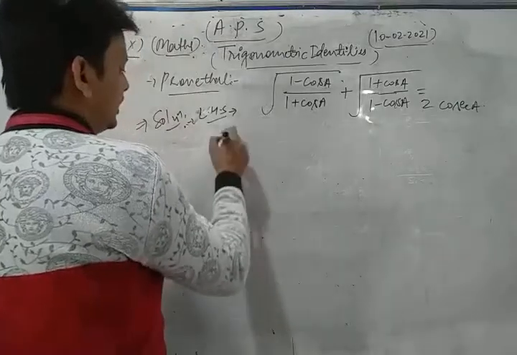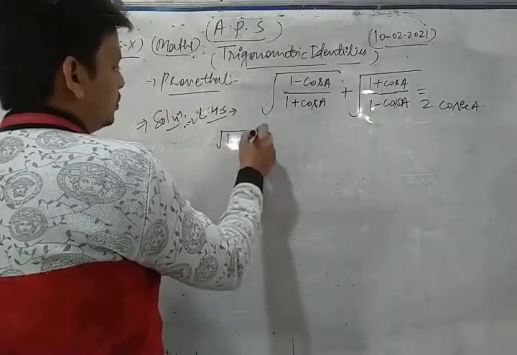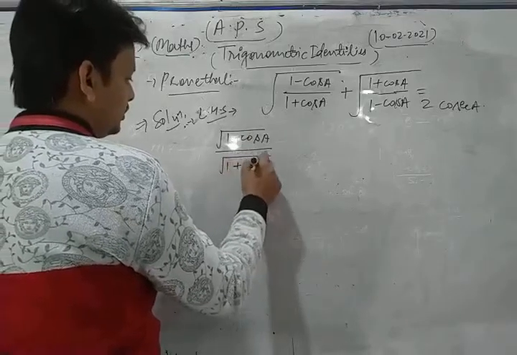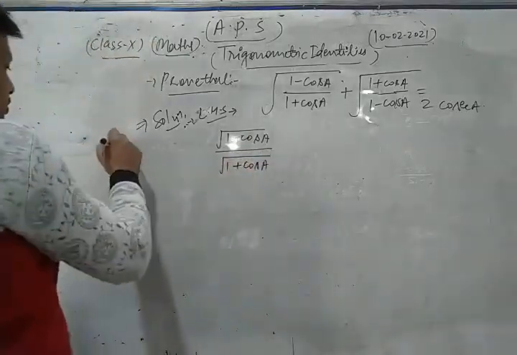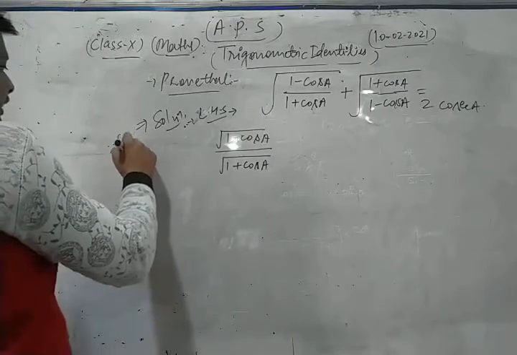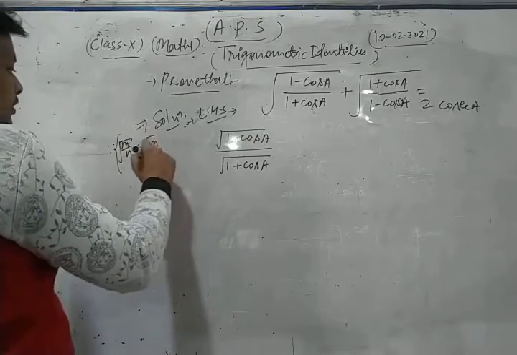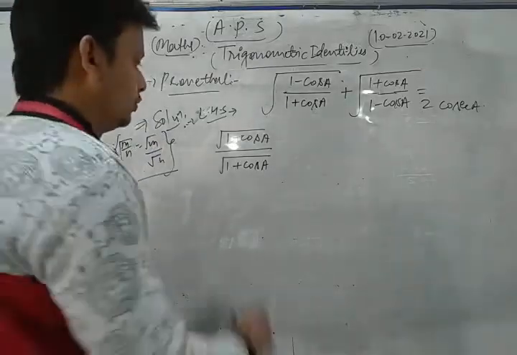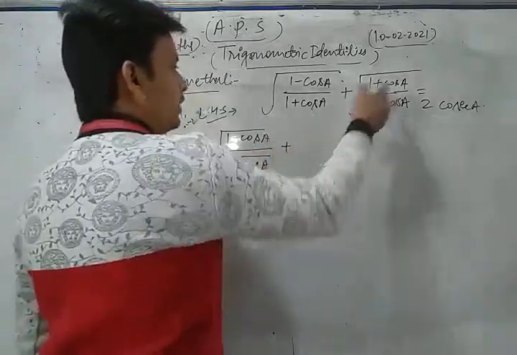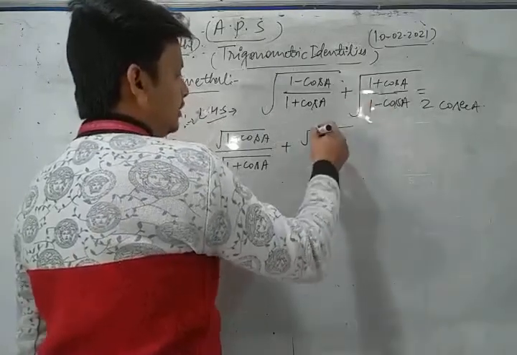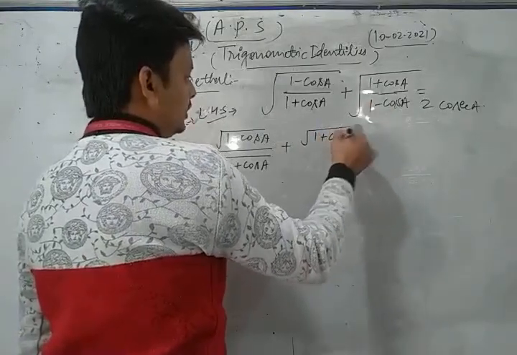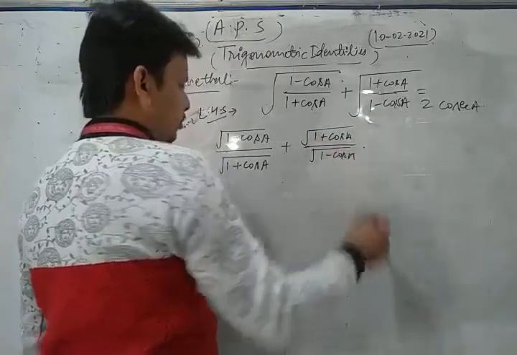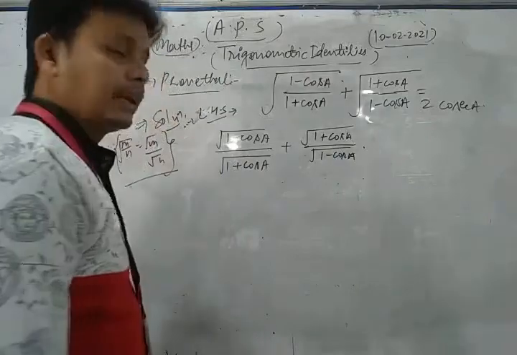Here we can write the given expression in this way: square root of 1 minus cos A upon square root of 1 plus cos A, because you know that the square root of m upon n can be written as square root of m upon square root of n. This is the concept. Similarly, we write the other term separately: square root of 1 plus cos A upon square root of 1 minus cos A.